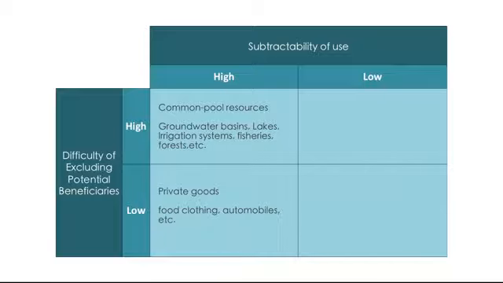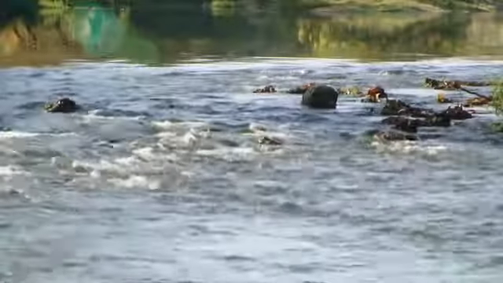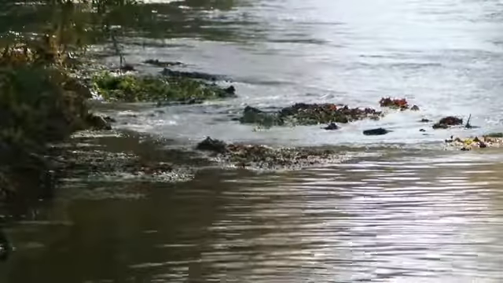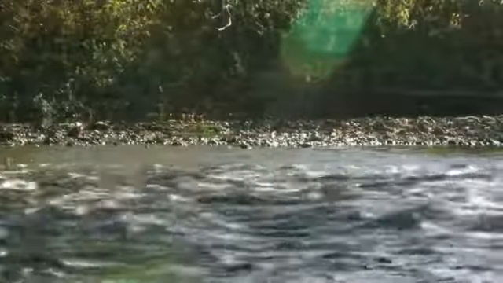The third one, public goods: low subtractability of use, but high difficulty of excluding potential beneficiaries. The fourth one, low subtractability of use and low difficulty of excluding potential beneficiaries, we call toll goods. The first type, common pool resources, or common ownership, involves people working together. They manage their asset to get equal benefit.